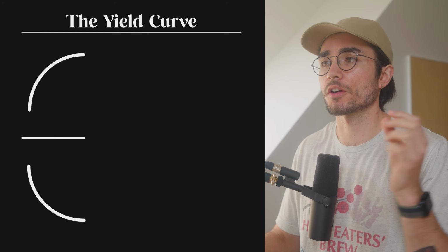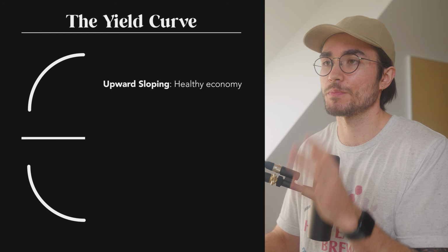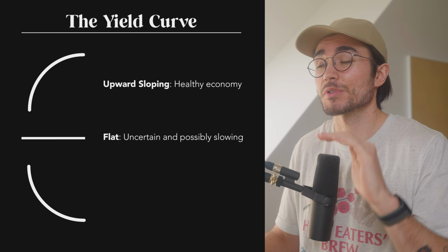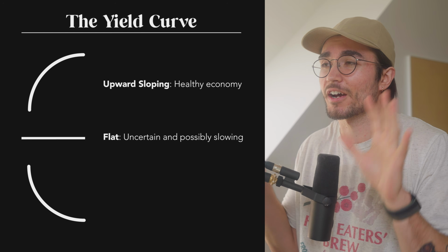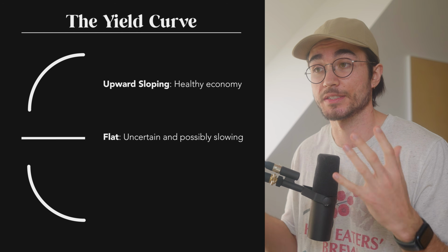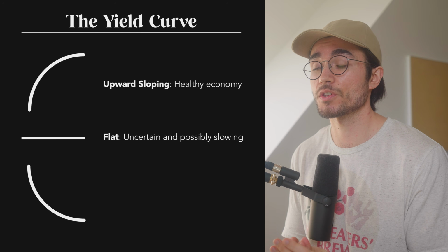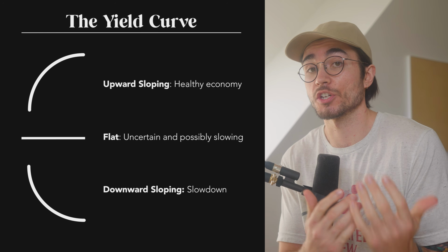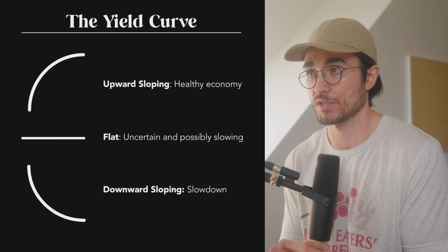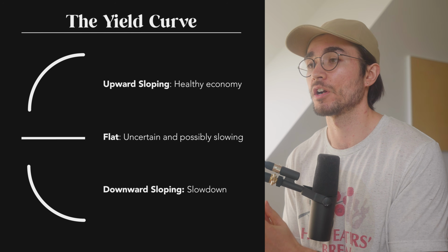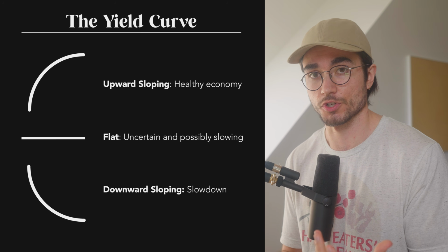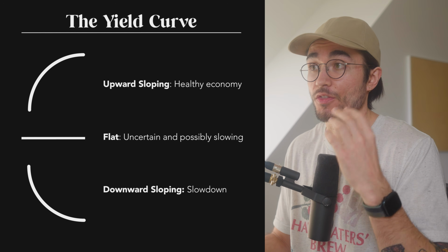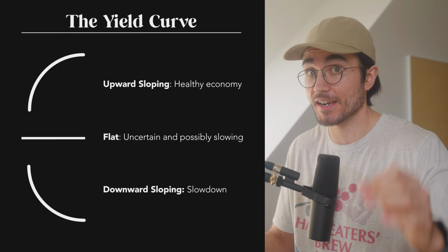So an upward sloping curve signals that the economy is perceived to be healthy and functioning smoothly. A flat curve signals that the economy is perceived to be more relatively uncertain and that it may actually be slowing down. And then finally, a downward sloping curve signals that the economy is in trouble and can actively contribute to economic slowdowns. So this third stage here corresponds with yield curve inversions. Currently, we're at the second stage.